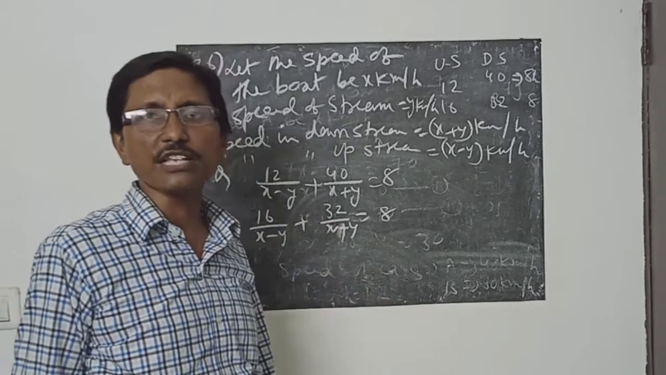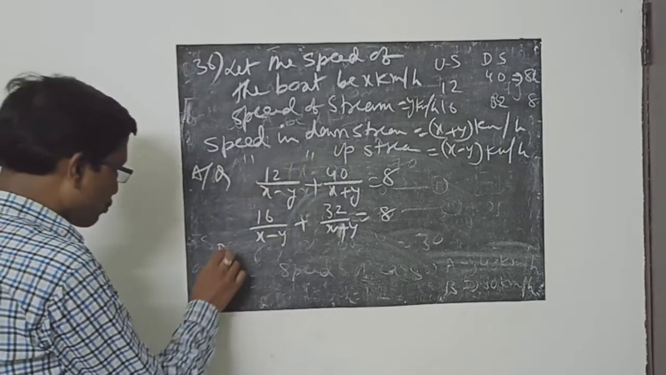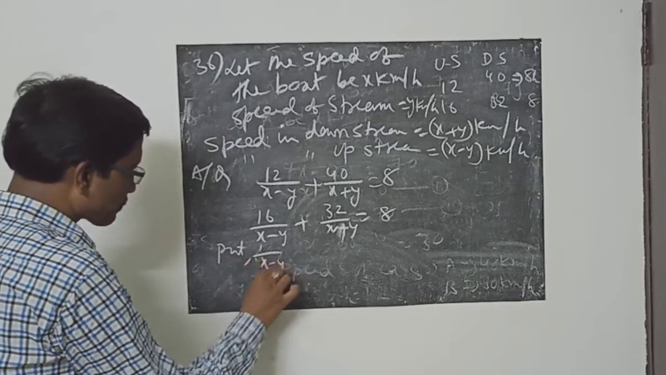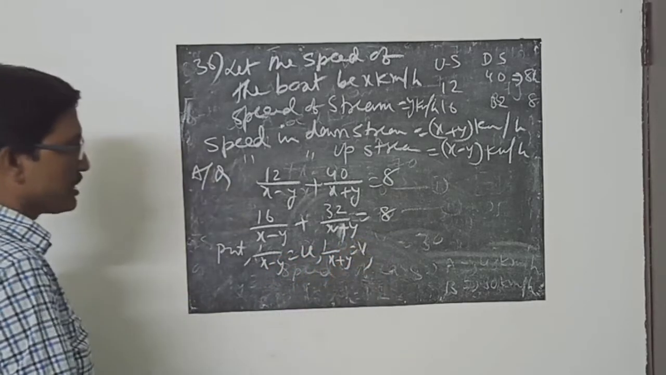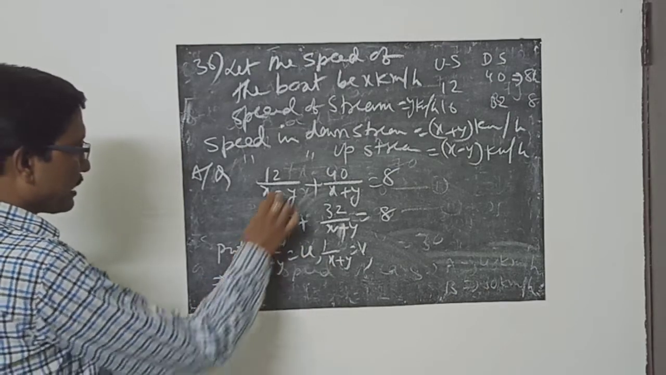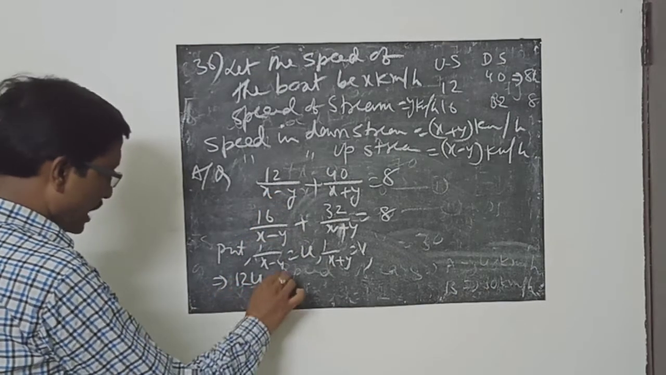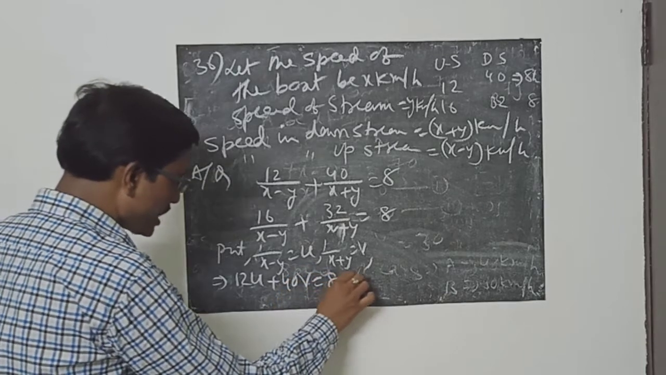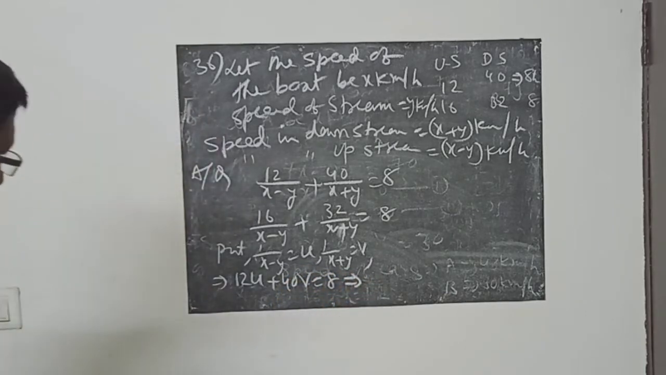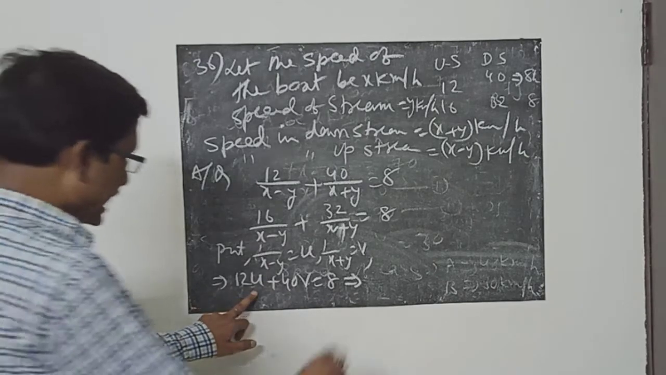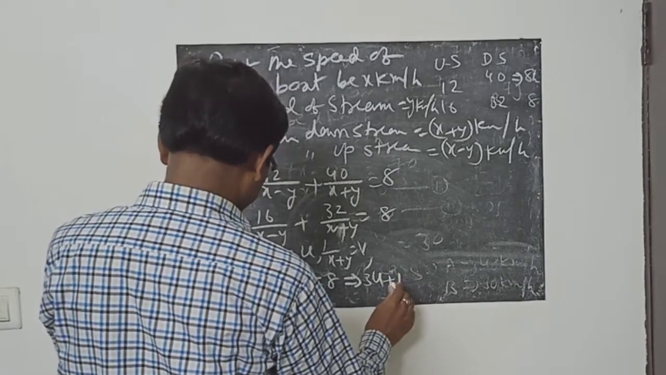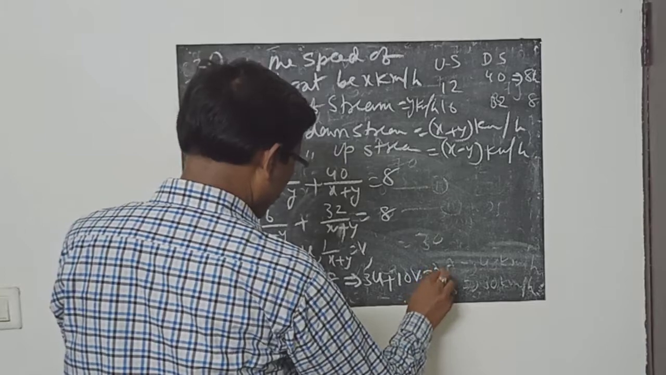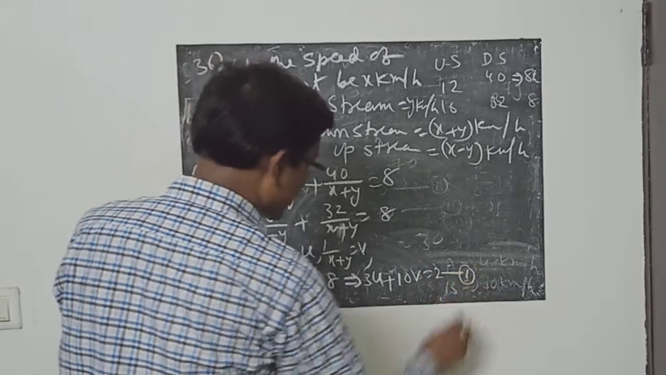The denominator you are having the variable. So simply we can put 1 by x minus y equal to u and 1 by x plus y equal to v. So simply you are getting, for this case, 12u plus 40v equal to 8, or you can convert it to a simpler form. Each and every one will be cancelled by 4. So if you cancel that, you will get 3u plus 10v is equal to 2. Suppose that is number 1.